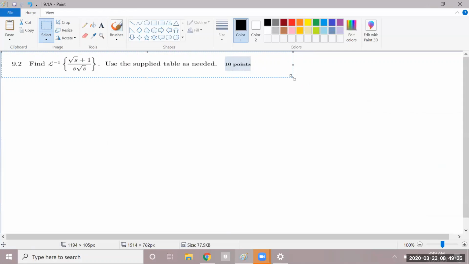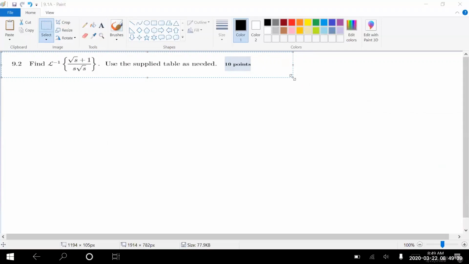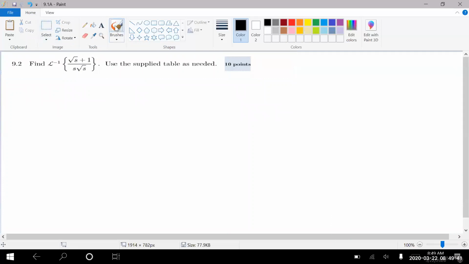Okay, so now we're going to do 9.2b. With 9.2b, it's a very similar concept. So you're going to manipulate these algebraically until you can make it match something on your Laplace table. So we have the inverse Laplace transform of all that gobbledygook. So again, my first step, I'm going to split into 2 fractions.